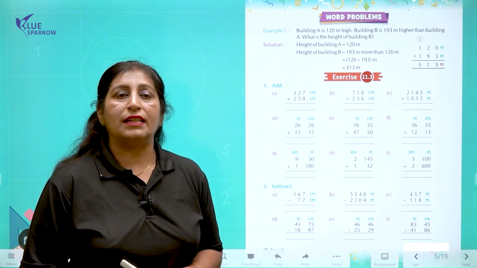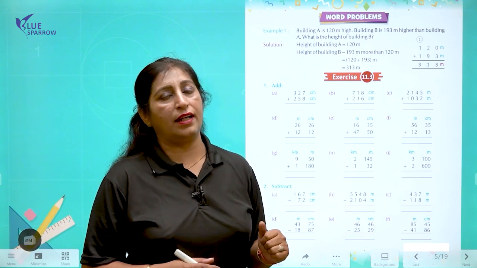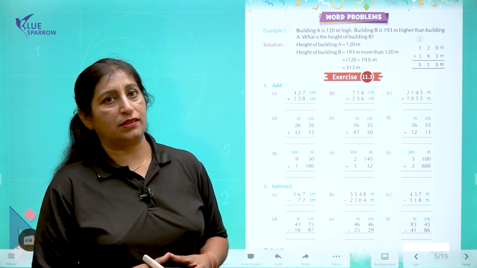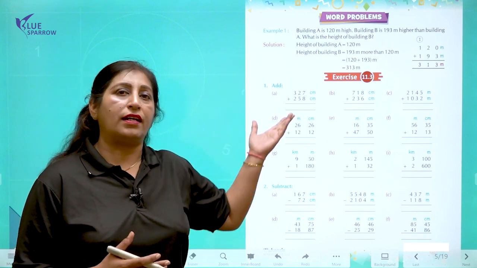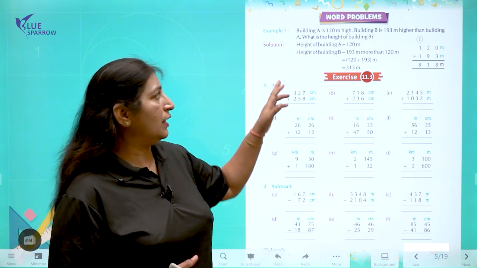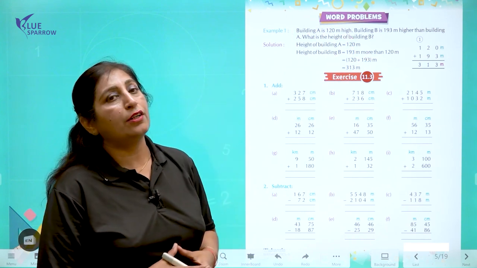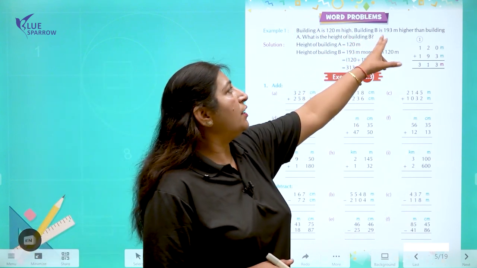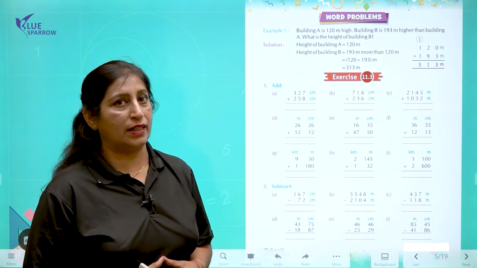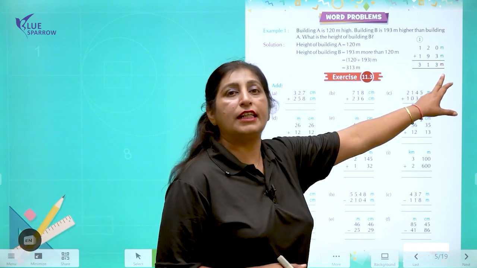In this question, you can see that one height is given and the other is higher than the first height, and you have to find the total height. It means you have to add the given lengths, or you can say heights in the case of buildings. So here, firstly, we would write the statement of this solution. Height of building A is 120 meter and height of building B is 120 plus 193 meter. Means we are going to add these two lengths. 120 plus 193 gives us 313 meters.